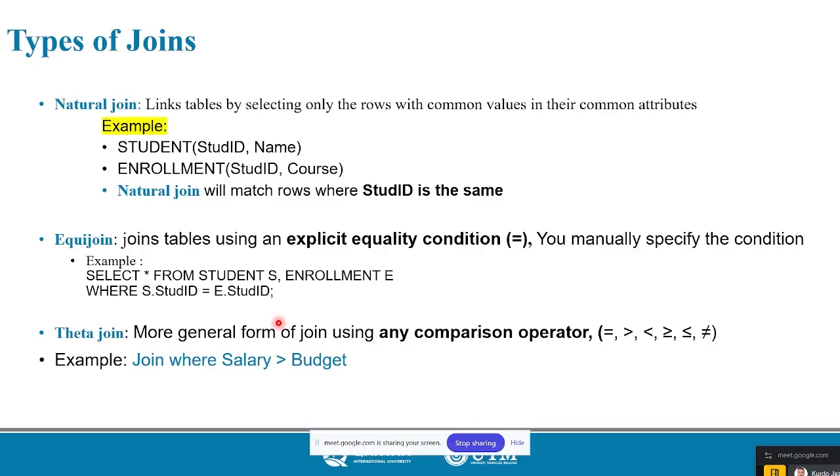Now, theta join would be a more general form of join using any comparison operator, which are these. These are called theta join: equal, greater than, smaller than, greater than or equal, smaller than or equal, and not equal. Example, join where salary is greater than budget. For example, you would say select all from students join enrollment where salary is greater than the budget.